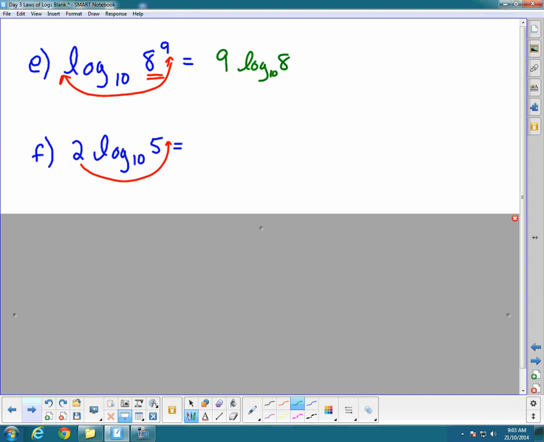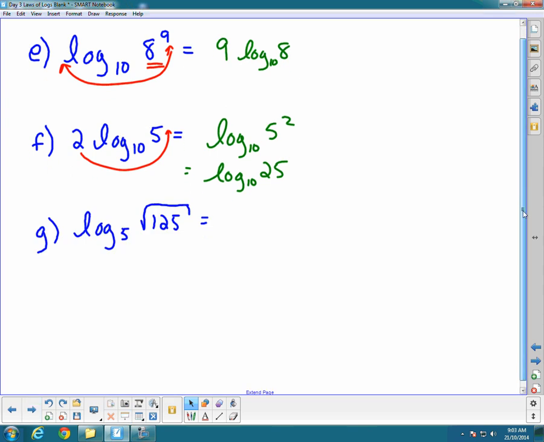So then this is the same as log base 10 of 5 squared, or of course log base 10 of 25. Sometimes it'll make your question a little bit easier, sometimes it won't, but at least it's now put together. Instead of having this 2 out front, it's put inside of the logarithm. Where will it be helpful? Maybe sometimes in a question like this.